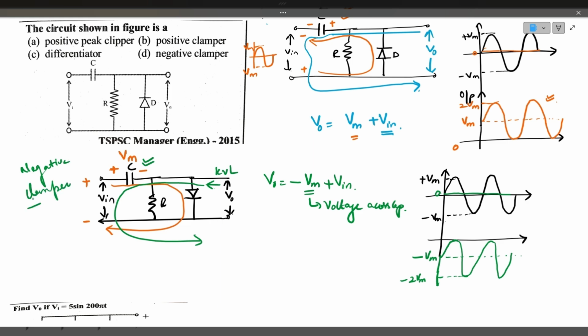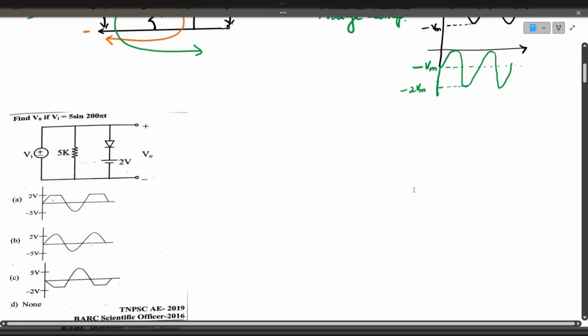Just by observing the diagram, you should be able to say whether the given circuit is a positive clamper or a negative clamper. In the given circuit here, the diode is facing upward, so it is a positive clamper. Answer is option B. We'll see the next question.